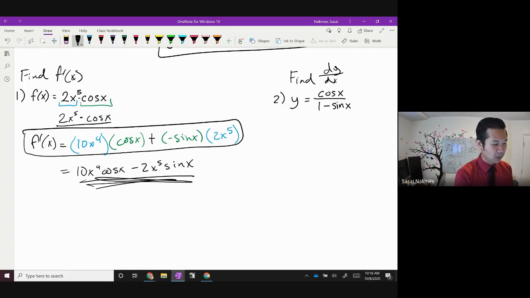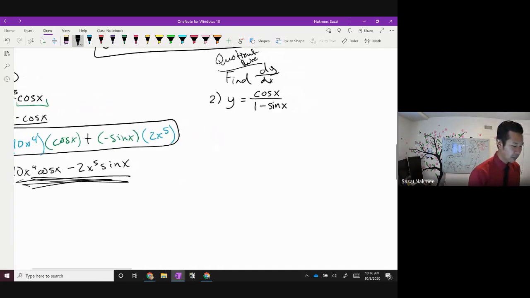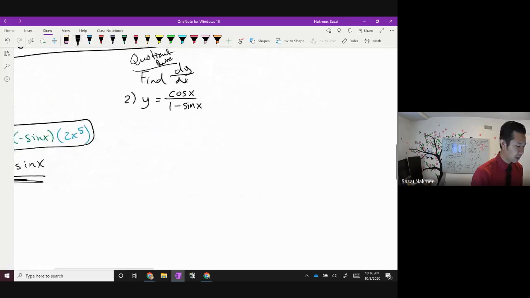Right here, we're going to be using the quotient rule. You need the quotient rule for this one because it's a function dividing another function. And if you remember from yesterday, the quotient rule is actually kind of fun to write out.